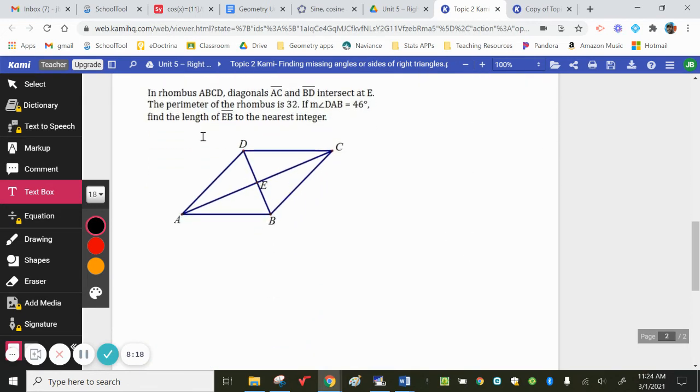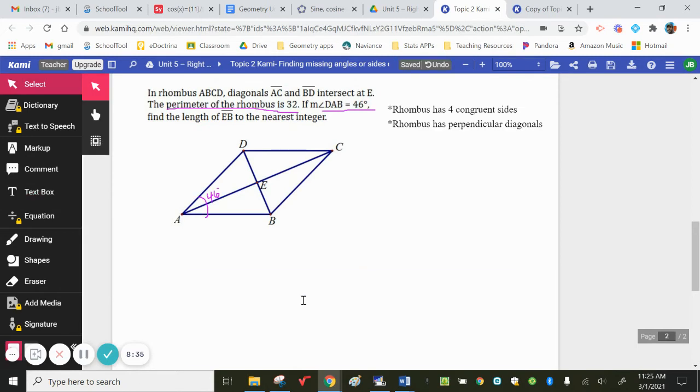In this next question, we're talking about a rhombus. We learned about the properties of rhombuses before, so that still applies. We have diagonals from A to C and B to D intersecting at point E. They tell me the perimeter of the rhombus is 32, and the measure of angle DAB is 46 degrees.